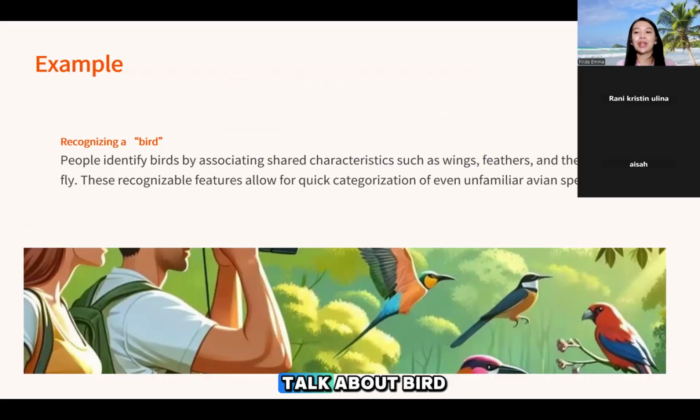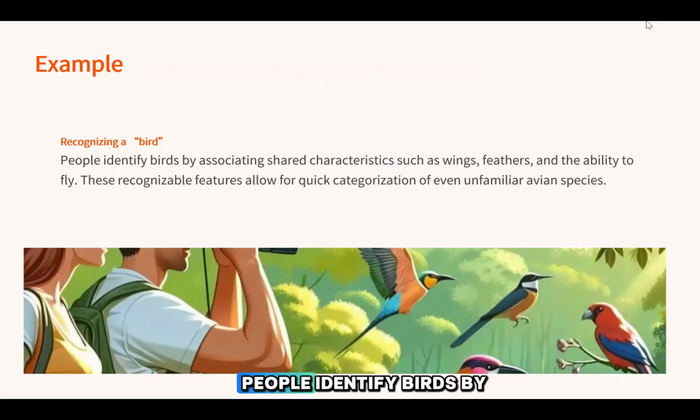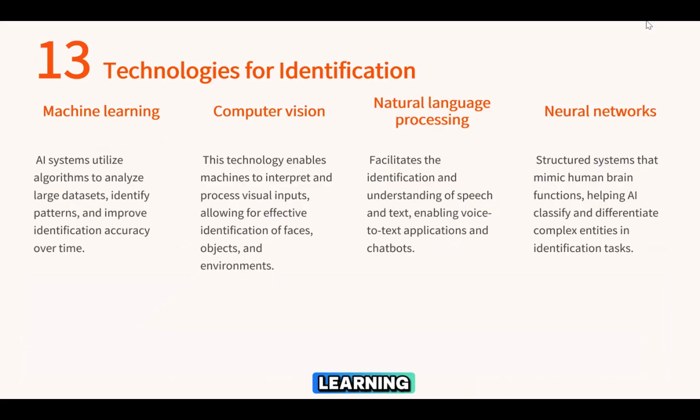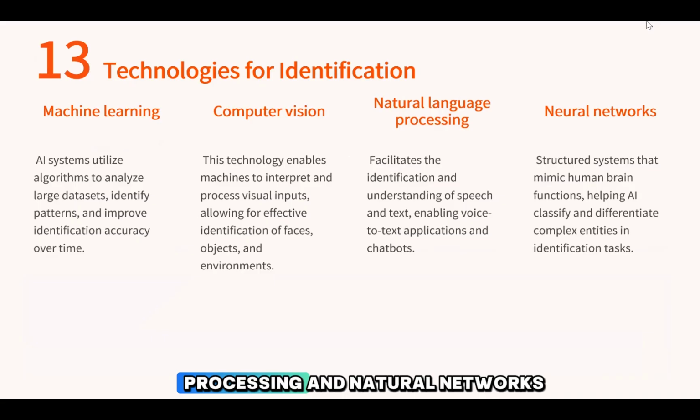For example, when we talk about birds, people identify birds by associating shared characteristics such as wings, feathers, and the ability to fly. These recognizable features allow for quick categorization of even unfamiliar avian species. When we talk about birds, we will talk about their wings, their color, their feathers, and the ability, like the pelican or maybe the pigeon, and so on. And technologies for identification include machine learning, computer vision, natural language processing, and neural networks.